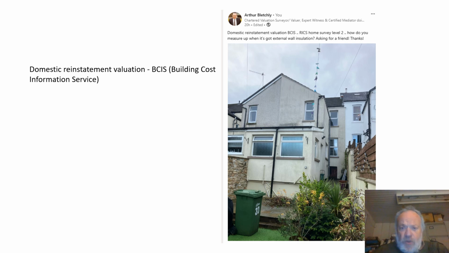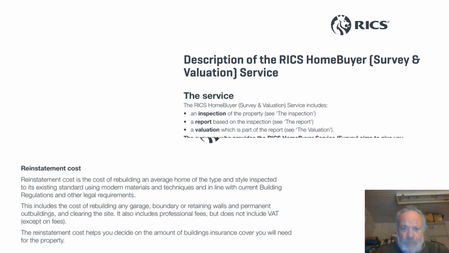I've had 3 comments, and to be honest, they ask more questions than they answer, to my mind, which is the purpose of this presentation. So I'm doing a level 2 RICS Home Buyer survey and valuation, and have to provide a valuation, and that includes the reinstatement cost, and it's defined in the description of the service, and there it is.